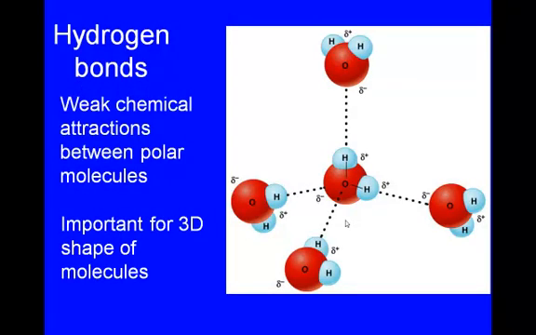Hydrogen bonding. This is our last of the chemical bonds and our weakest of the chemical bonds. Here, this is dealing with weak chemical attractions between polar molecules. It's very important for the 3D shape of molecules, and this is what we hold our DNA together with.